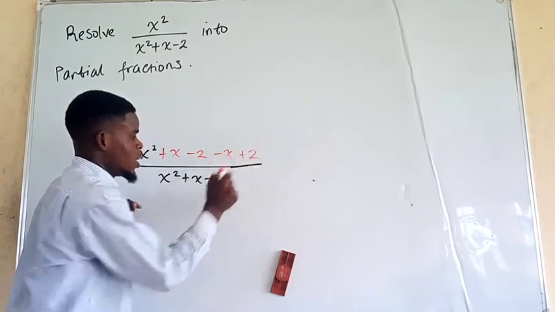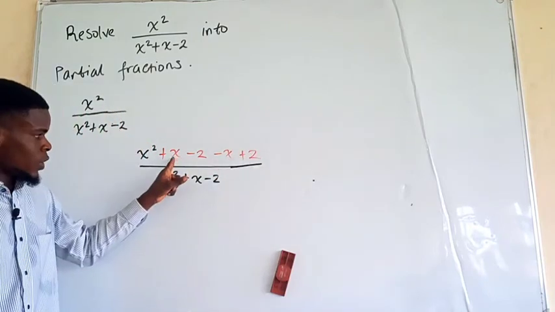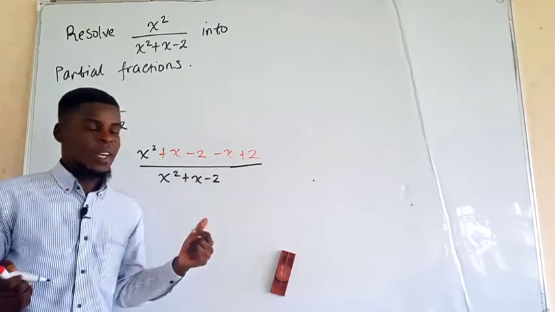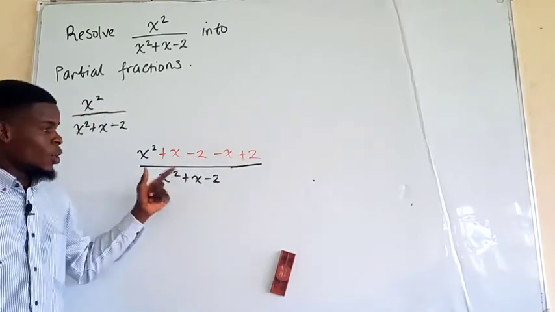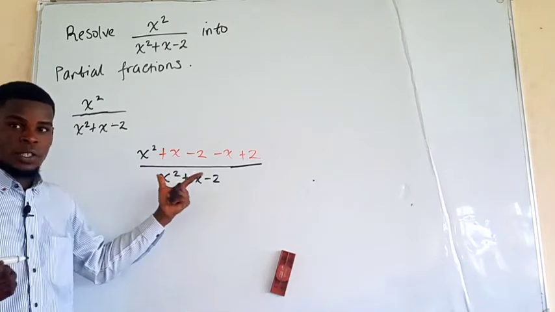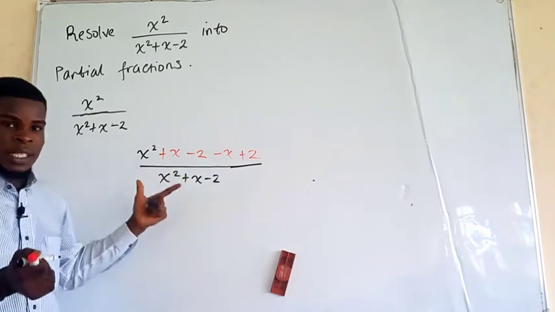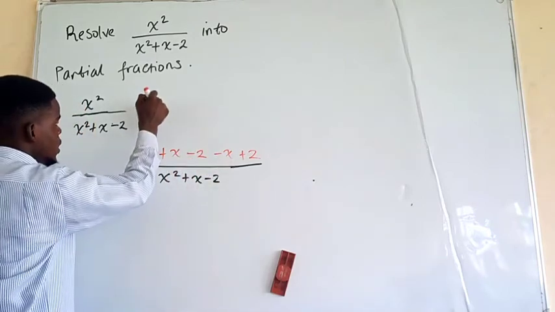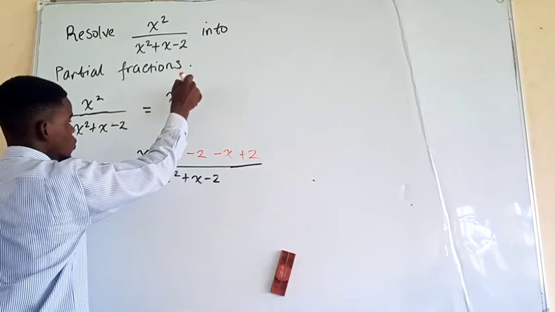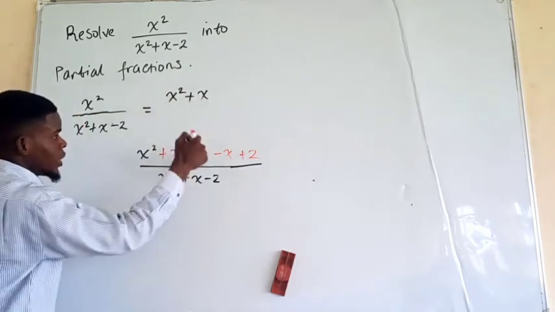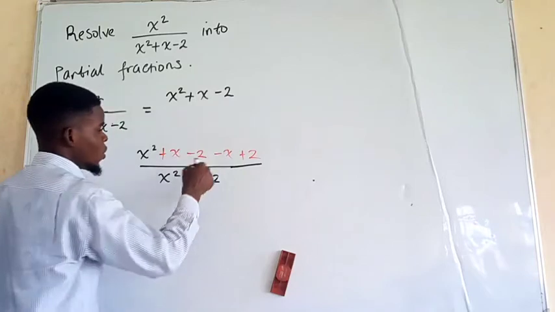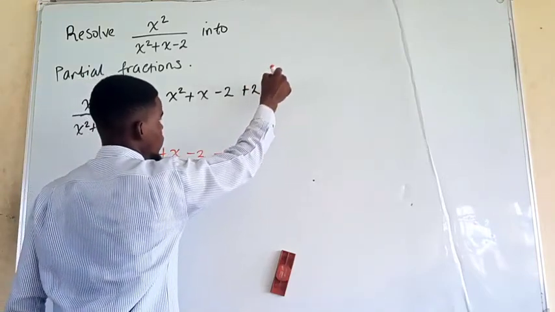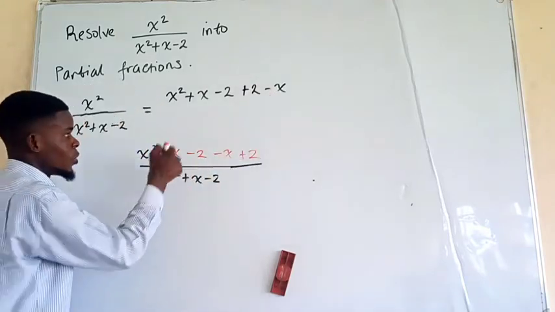So what we've just done here is addition by 0. We said x minus x will be 0, and negative 2 plus 2 will still be 0, and we get back the x squared. So what I did here was a kind of manipulation so that I will be able to get something like this. This is the same thing as that. So I can rewrite this as x squared plus x, the top now, minus 2. Maybe let me just interchange this and that. That will be plus 2 minus x. That is the top.